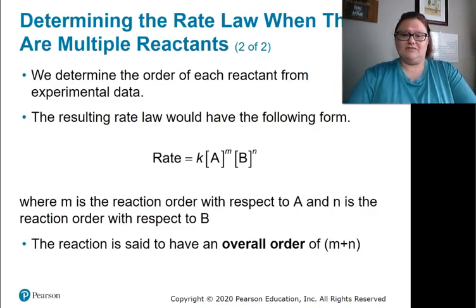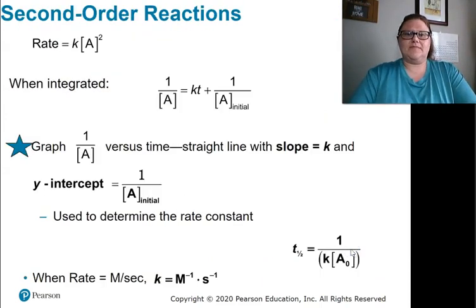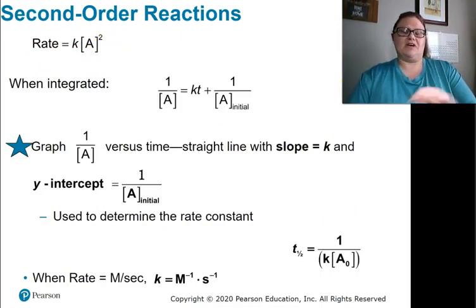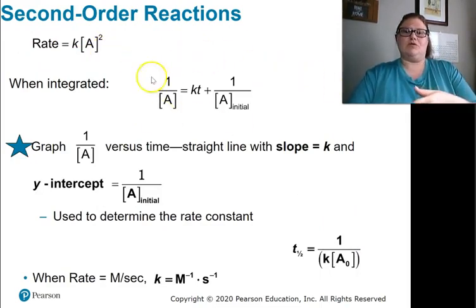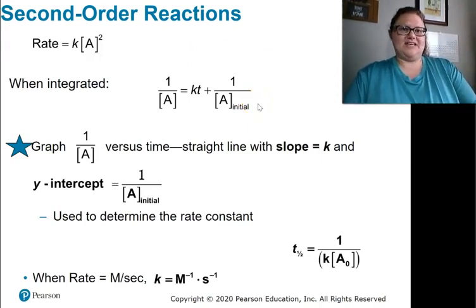So this is our resulting form. Again, our overall order would be adding up those exponents. For second order reactions, the rate law is written as you see it on the top here. If we were to integrate it, this is what we would do after that integration step. But that's not the important part to take from this slide.